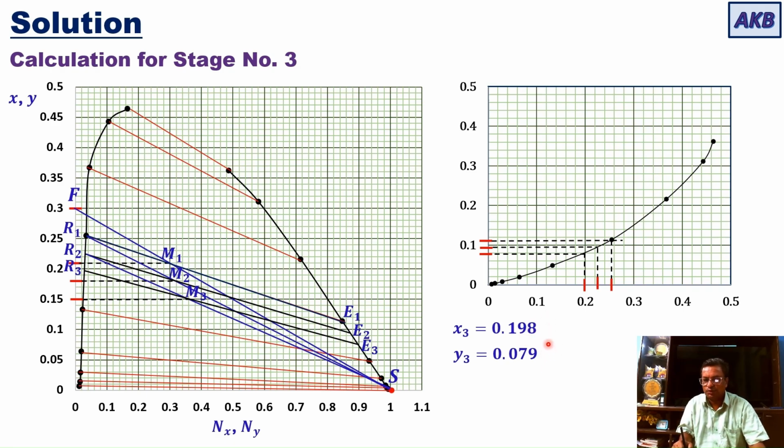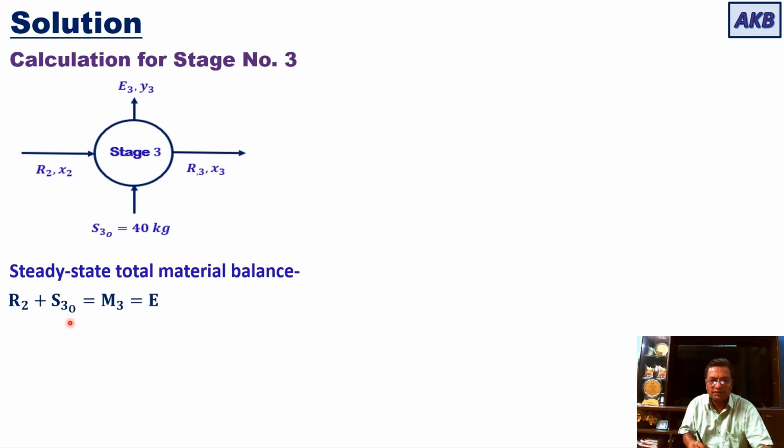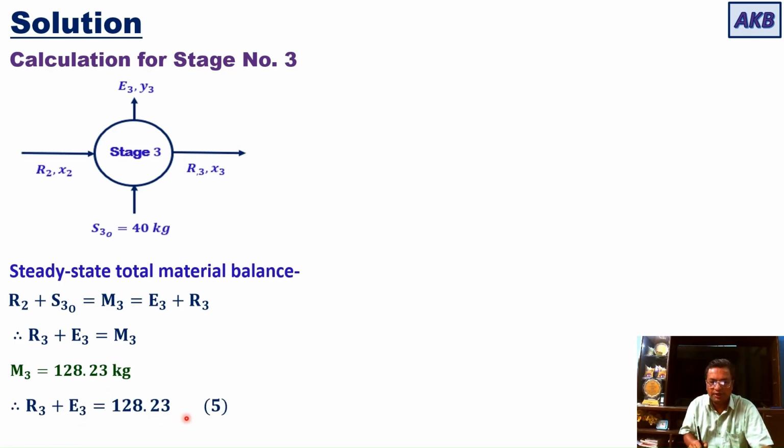Then I am going to use these values to do the remaining calculations for stage number 3. In stage number 3, raffinate from stage number 2 is contacted with fresh solvent to get extract from it and raffinate from it. So when you write the steady state total material balance for this stage, it will be R2 plus S30 is equal to M3, that is equal to E3 plus R3. That is R3 plus E3 is equal to M3. M3 is 128.23 kg. We obtained it previously. That is R3 plus E3 is equal to 128.23. I'm calling it equation number 5.